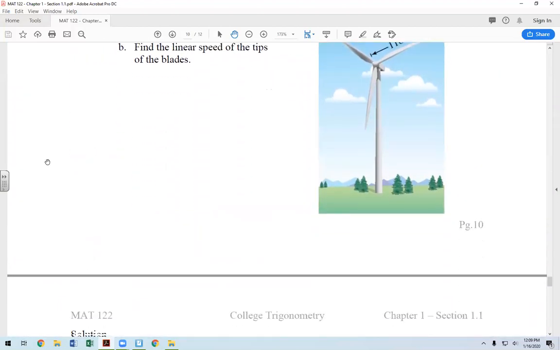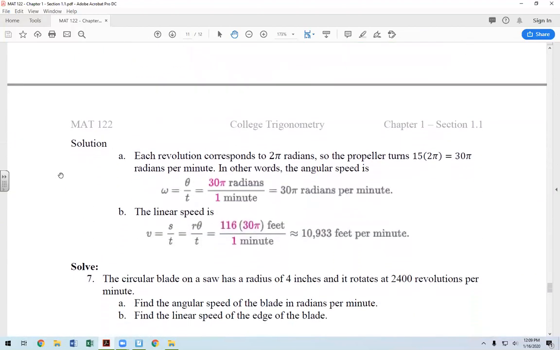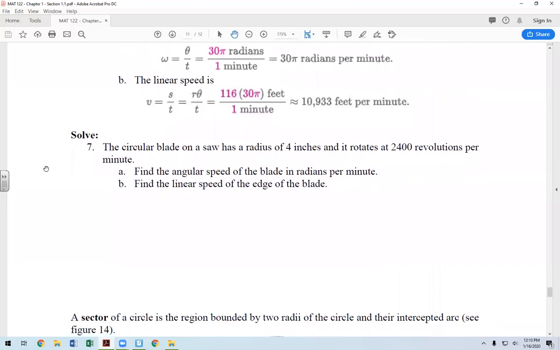So using that idea of 15 revolutions per minute, we know each revolution is going to be 2 pi. Multiply the number of revolutions with 2 pi, which gives you a total of 30 pi. So in 1 minute, it's covering 30 pi radians, right? That's how much theta is working out to be. So that's our theta divided by time, which is 1 minute. Using that same value for theta, you're just multiplying it with the radius to get your linear speed. Okay? All right, so our next example is very similar to that.